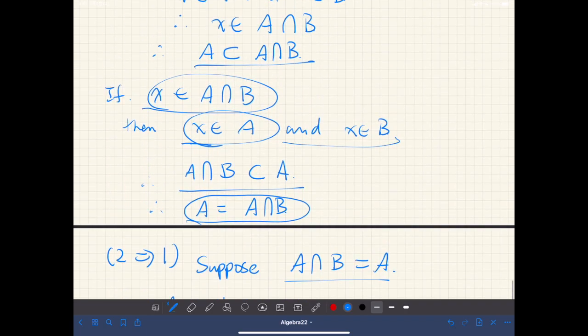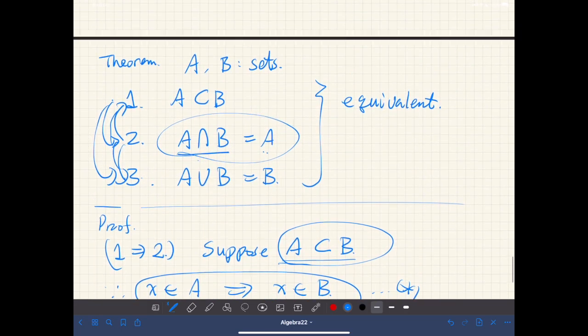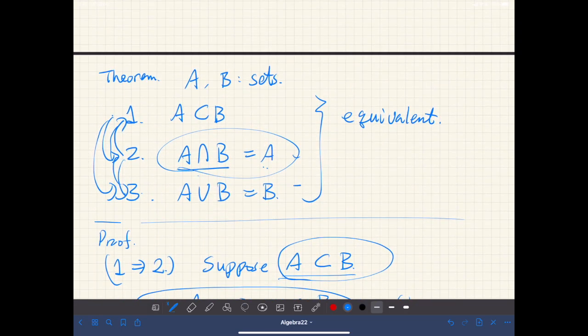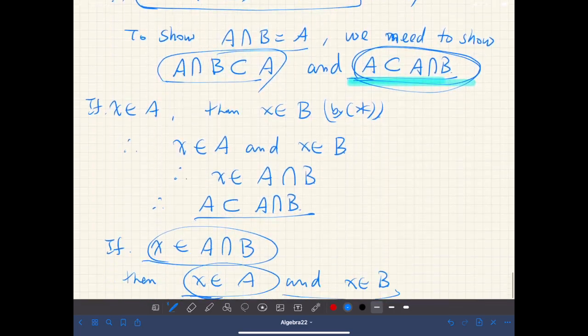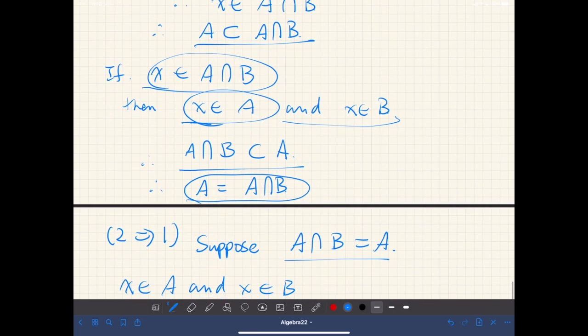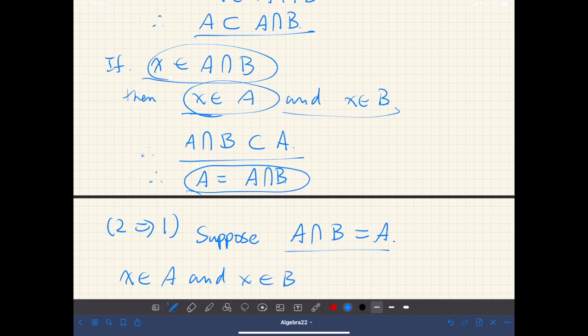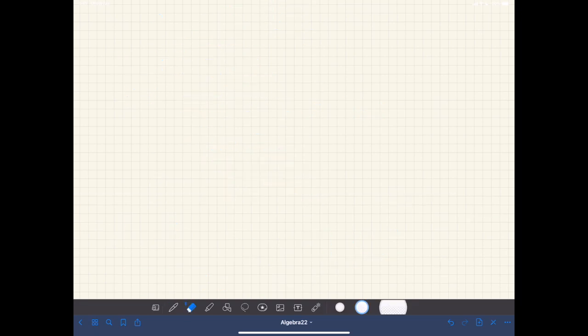And the other equivalence, like this equivalent to this or this, can be proved in a similar manner. So I will skip it. So that will be an exercise. Next, we define the Cartesian product between two sets or more.